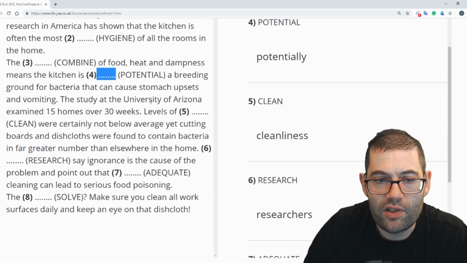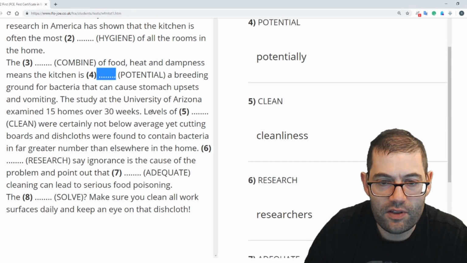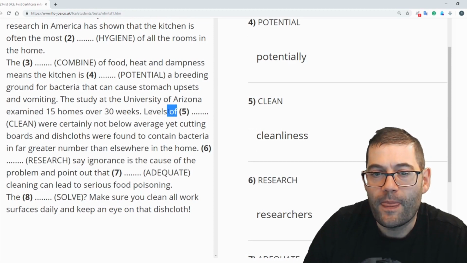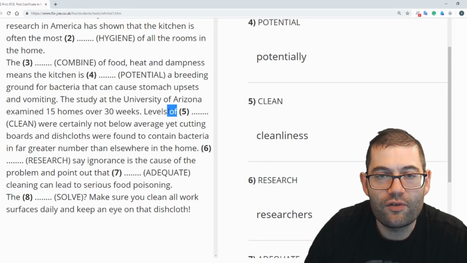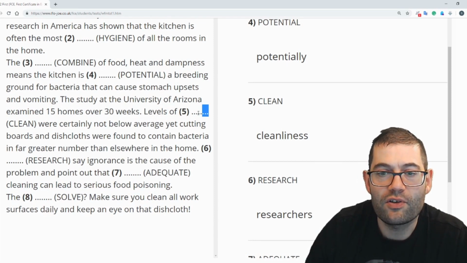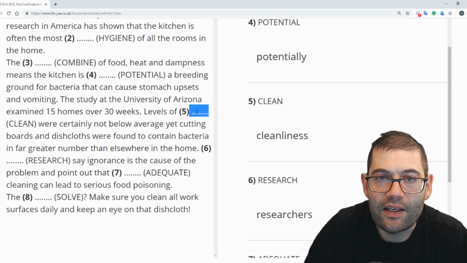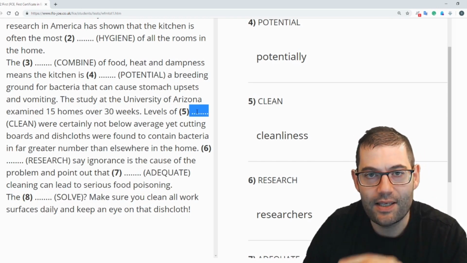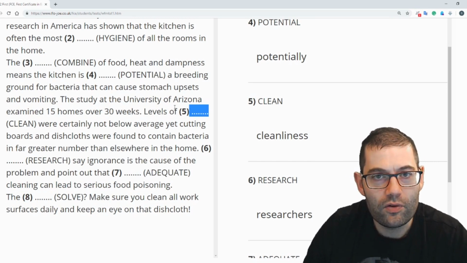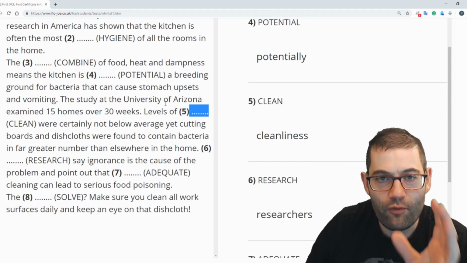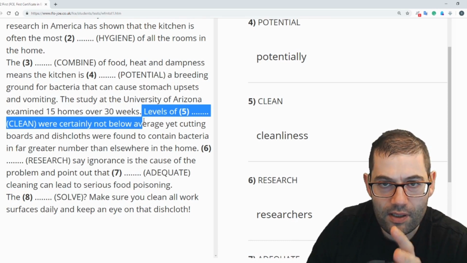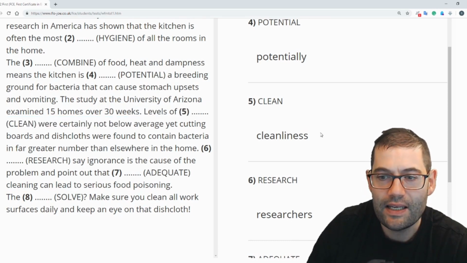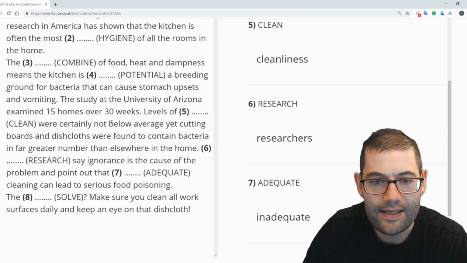The study at the University of Arizona examined 15 homes over 30 weeks. Levels of something were certainly not below average. Generally speaking, with this question, when you see of before a gap, as you do in this case, you're going to need a noun here. You're going to get a noun. In above 95% of cases, it's instantly a clue. But of course, don't take that as gospel. Read through the sentence and make sure that you're going to need a noun. And certainly a noun best fits here. And the noun of clean is, as you can see over my head, cleanliness.